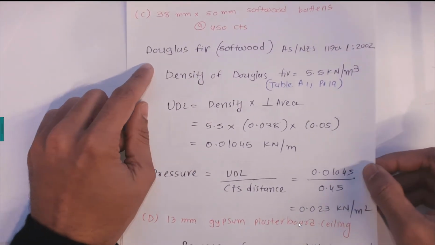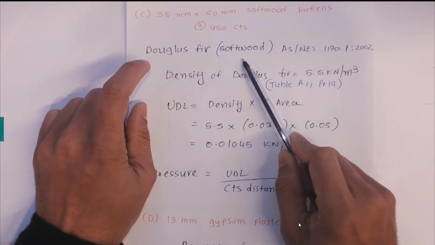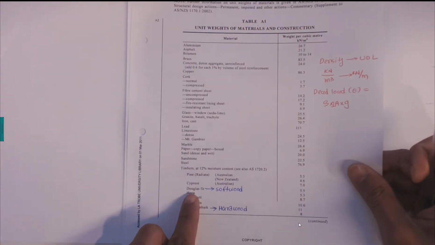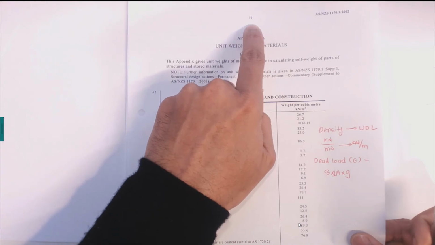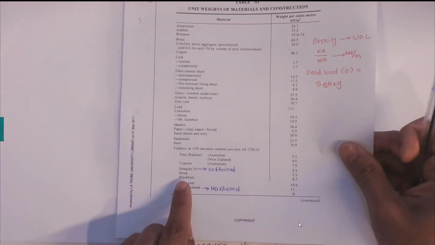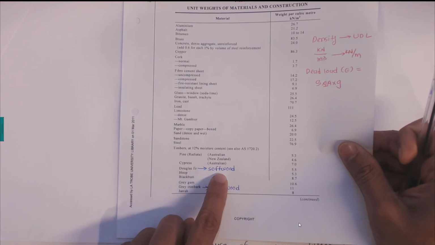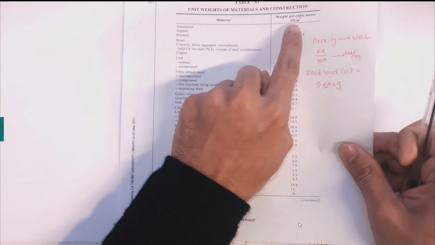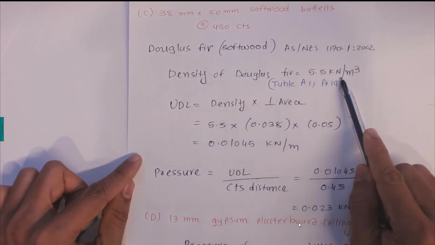Now let's work out the third one, the loading of the battens, and it is softwood. Again, we're going to go to the Australian standard to find the density of the softwood. In the Australian standard, the softwood we can identify from table A1 on page number 19. We have Douglas fir, which is the softwood, and it has a value of 5.5 kilonewton per meter cube. So that's 5.5 kilonewton per meter cube.